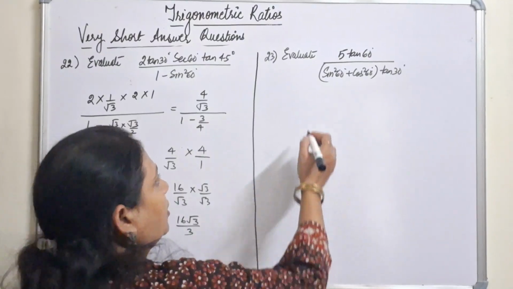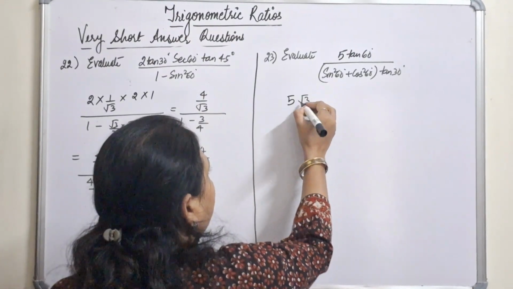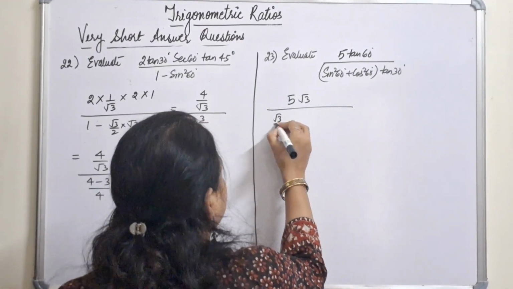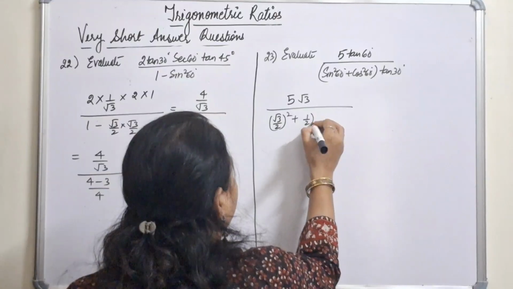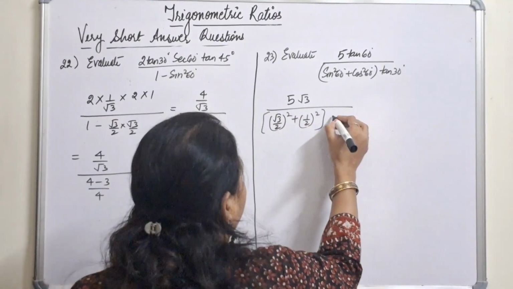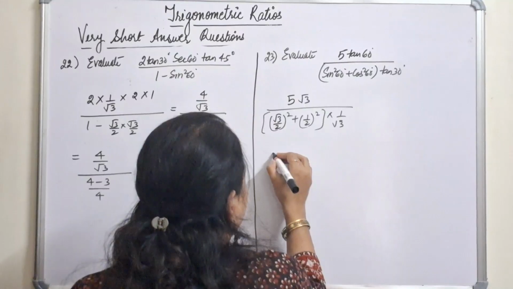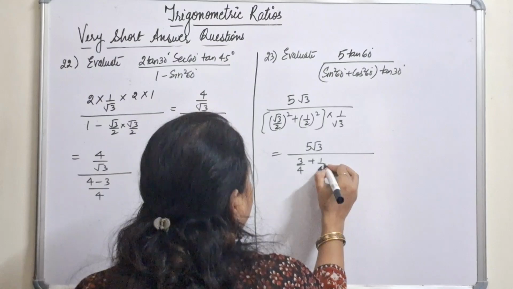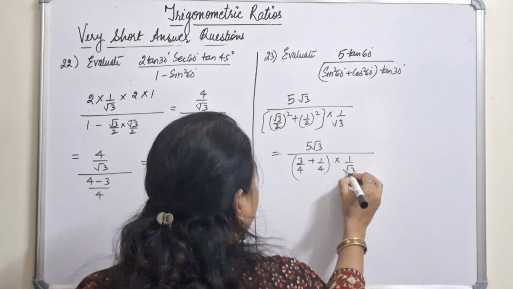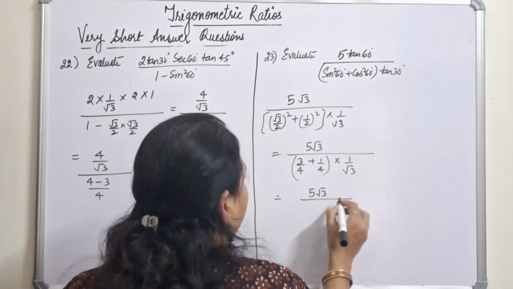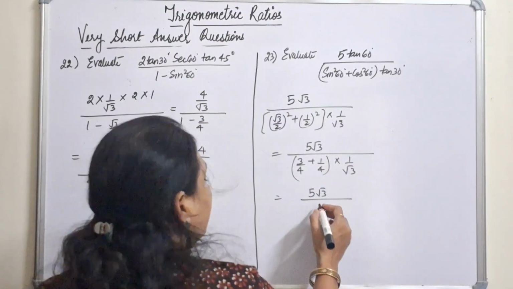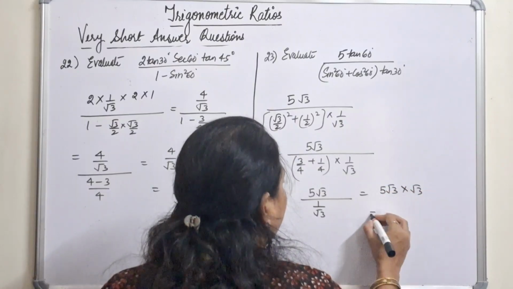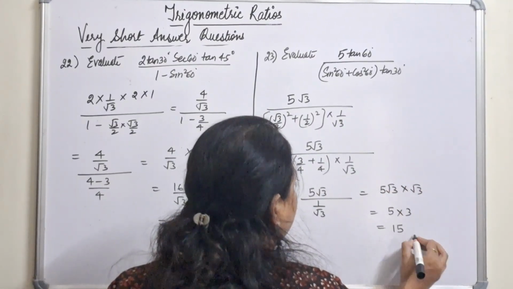23rd question, again you have to substitute the value. 5 root 3, tan 60 the value is root 3. Sin square 60 means root 3 upon 2 whole square plus 1 upon 2 whole square. Tan 30 is 1 upon root 3. So 5 root 3, first we will solve the bracket. So 3 upon 4 plus 1 upon 4 into 1 upon root 3. So 5 root 3 upon, this is changed into 1 and it is 1 upon root 3. Finally 5 root 3 into root 3. Answer is 5 into 3, that is 15.